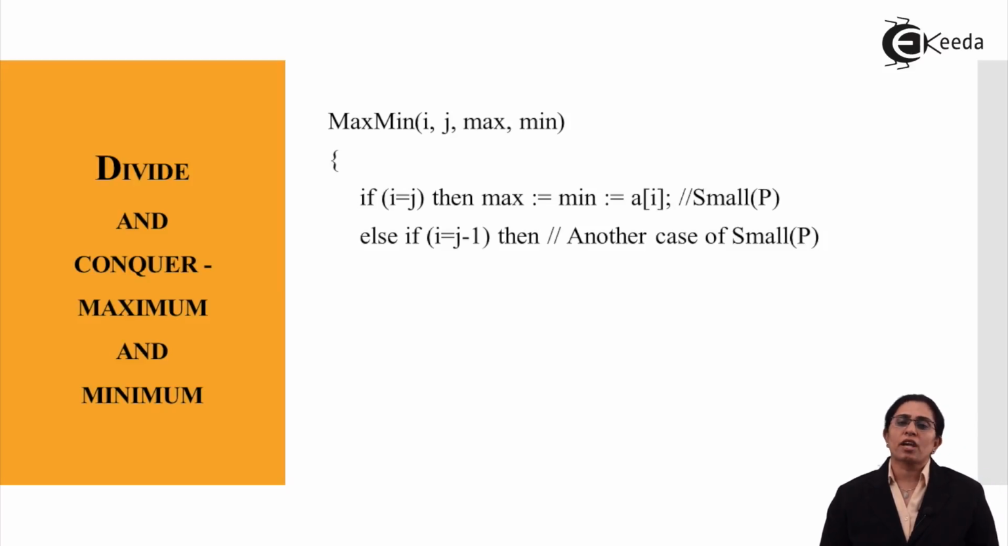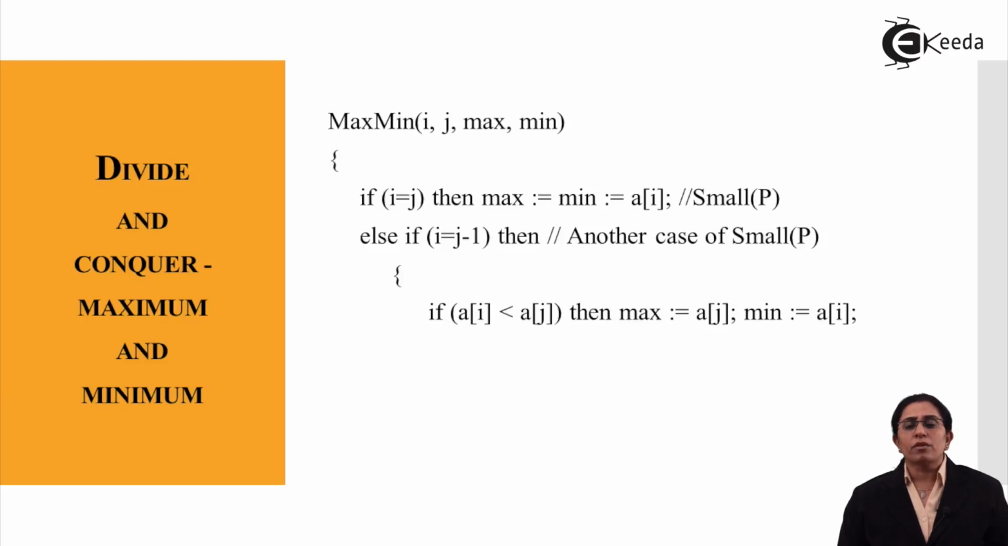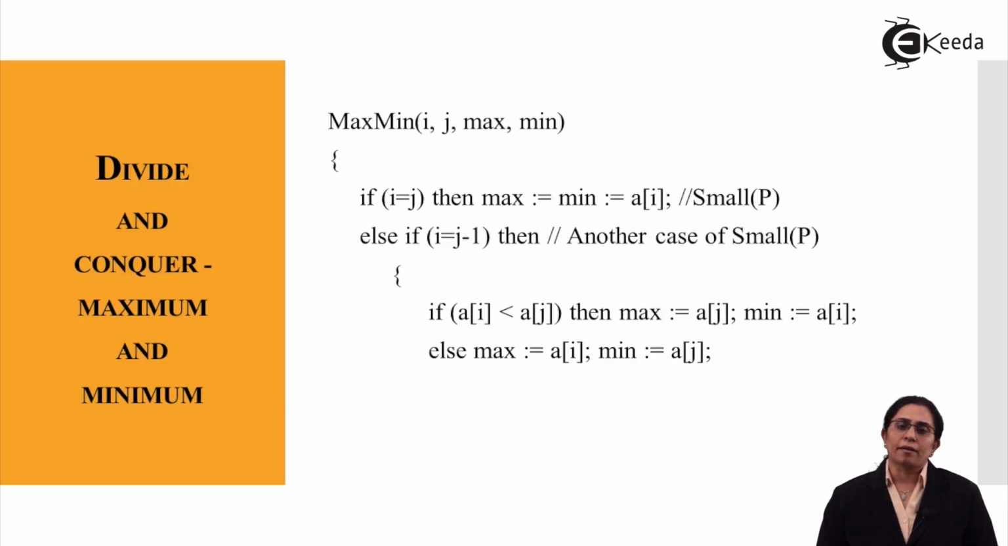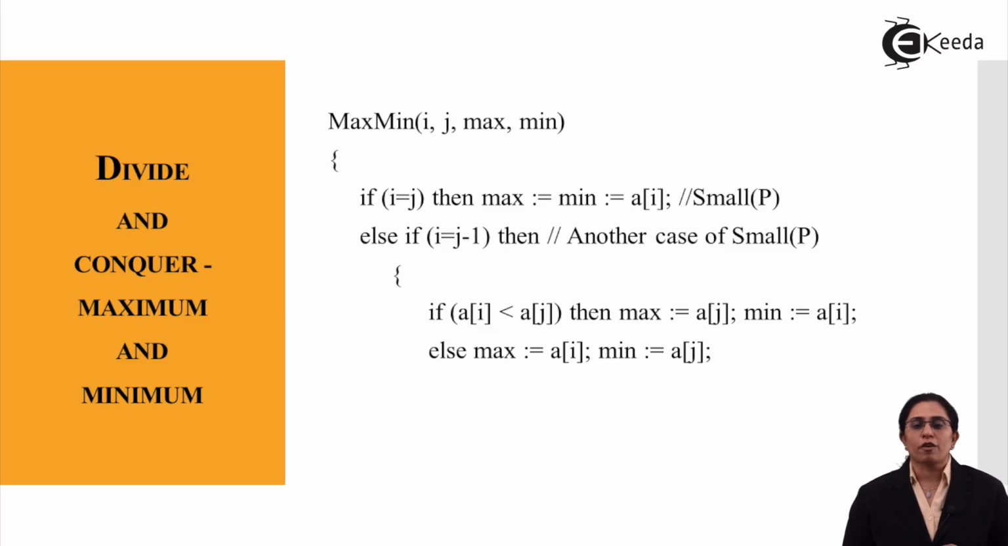Else, I have to check another element to find out whether it is the maximum or the minimum in the array. If a[i] is less than a[j], then max is equal to a[j] and min is equal to a[i]. We see the next element, else max is equal to a[i] and min is equal to a[j]. That is, j contains the last element of my array list and i contains the first element of my array list.